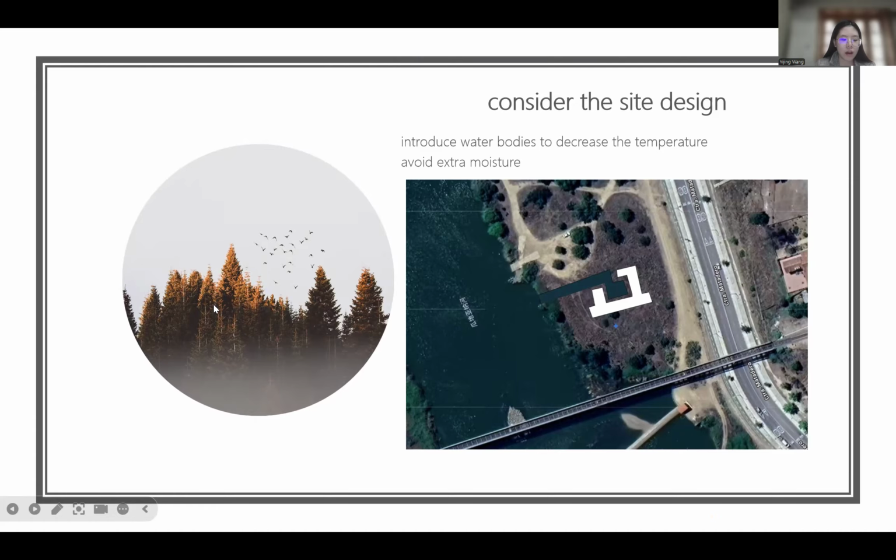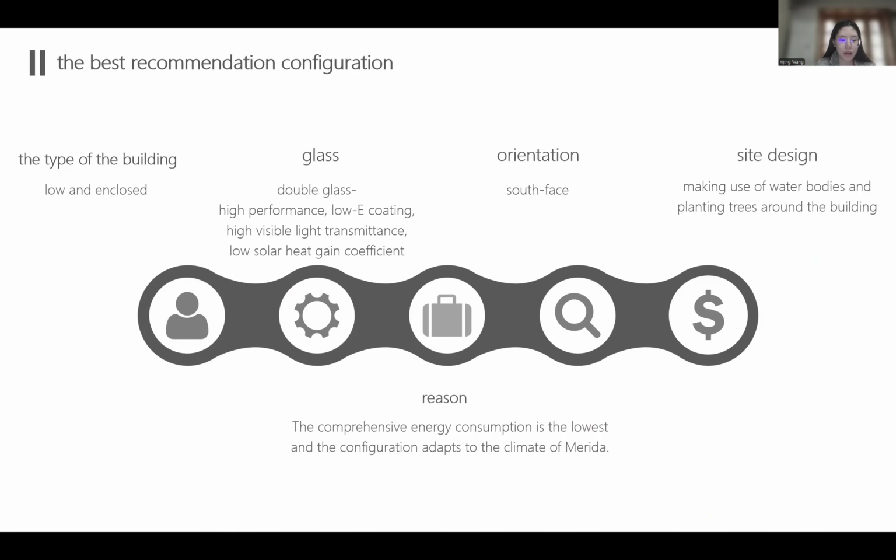So here is our best recommended configuration. Building volume, low and enclosed. Glass type, high performance low E glass, low SHGC, low U value. Orientation, south facing. Site design, water bodies, green buffer. This configuration achieves the lowest comprehensive energy consumption and is well adapted to Mérida's hot, humid climate.